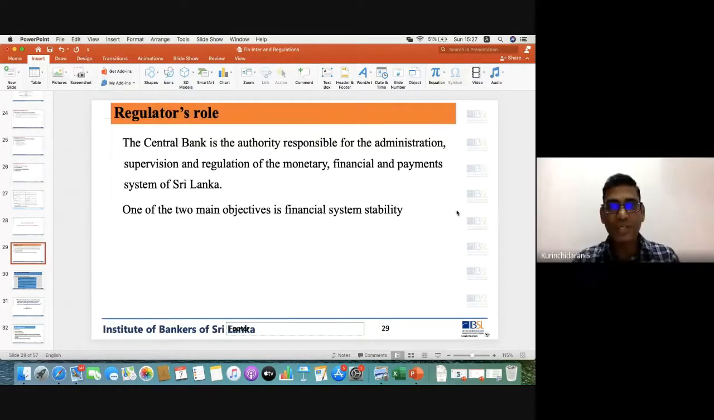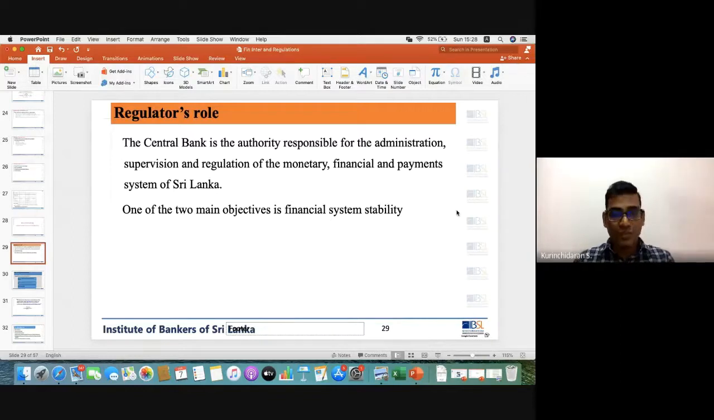Okay, first, the regulator's role. As we discussed earlier, the central bank is the authority responsible for administration, supervision, and regulation of the monetary, financial, and payments system of Sri Lanka, right? So the Central Bank of Sri Lanka, right, especially supervises and regulates the monetary system, financial system, and payment system. These three key areas are specially supervised and regulated by the Central Bank of Sri Lanka.